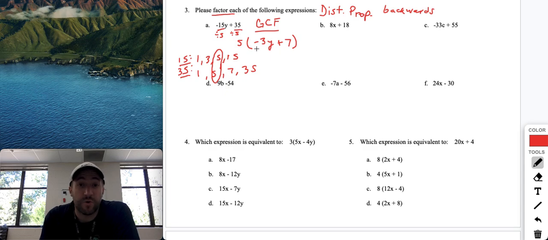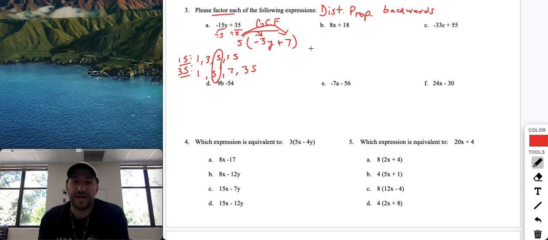I can always check my work with these because I could actually use the distributive property and make sure I get the same expression I started with. 5 times negative 3y, that gives me negative 15y. Good, I have that. 5 times 7, that gives me 35. And that plus sign in the middle. Perfect, I know I did it right. Let's look at the next one.